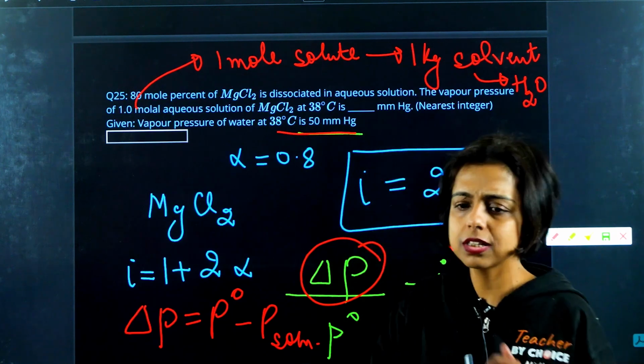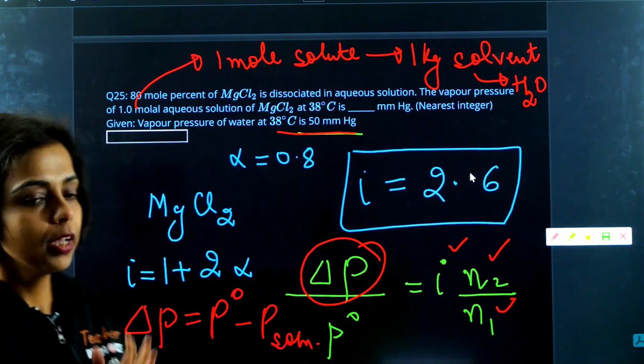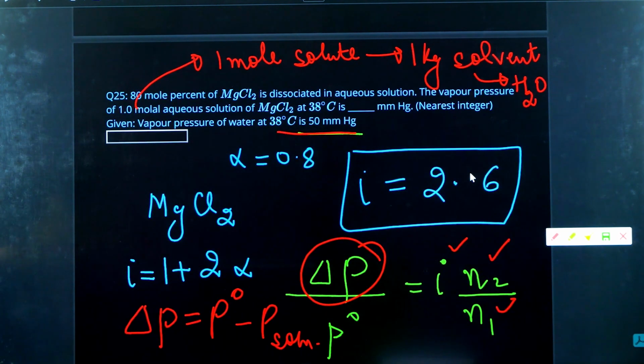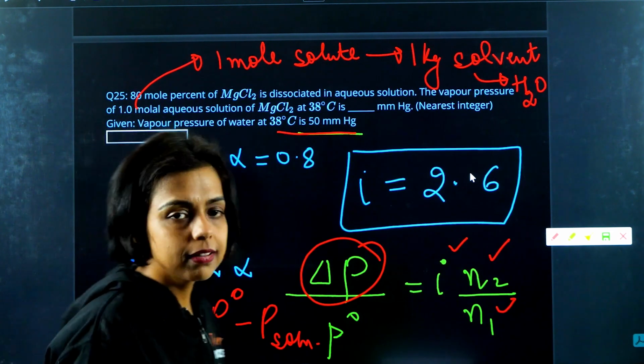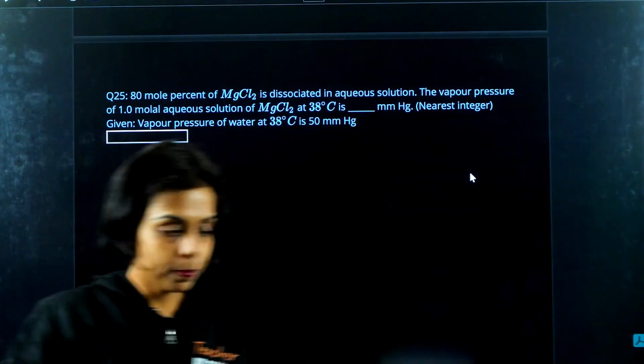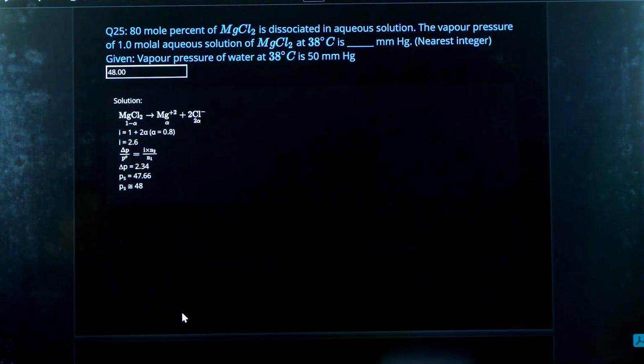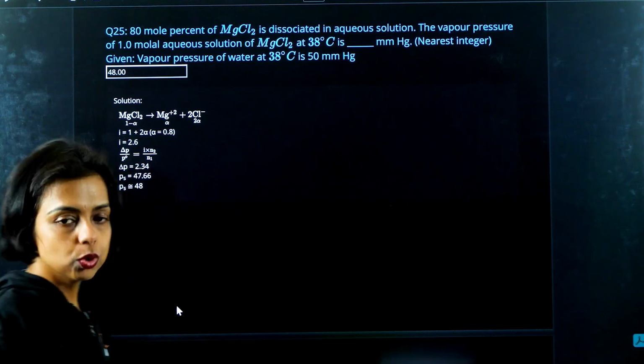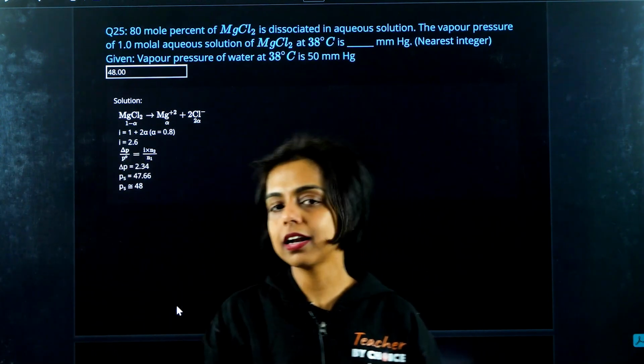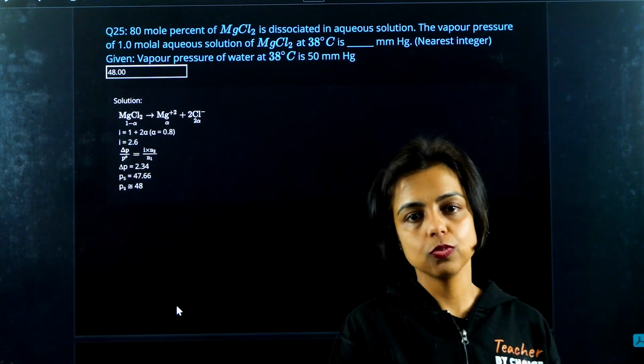I hope using the simple colligative formulas you can get through this question, right guys? Done. So this is the question, and the final pressure of the solution that you will get, you are supposed to write the answer in the nearest integer. Putting all these values, you will get your answer as 48. I is equal to 1 plus (n minus 1) alpha. Alpha is given to you. You can calculate i, and using the RLVP formula, putting the values, you will get your answer.